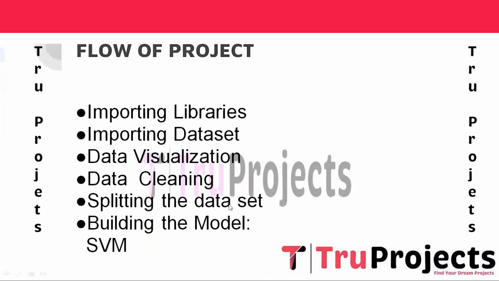The fifth one is splitting the dataset. The dataset is split into two subsets, a training set and a testing set. The training set is used to train the support vector machine model, while the testing set is used to evaluate the model's performance on unseen data, which ensures unbiased assessment.